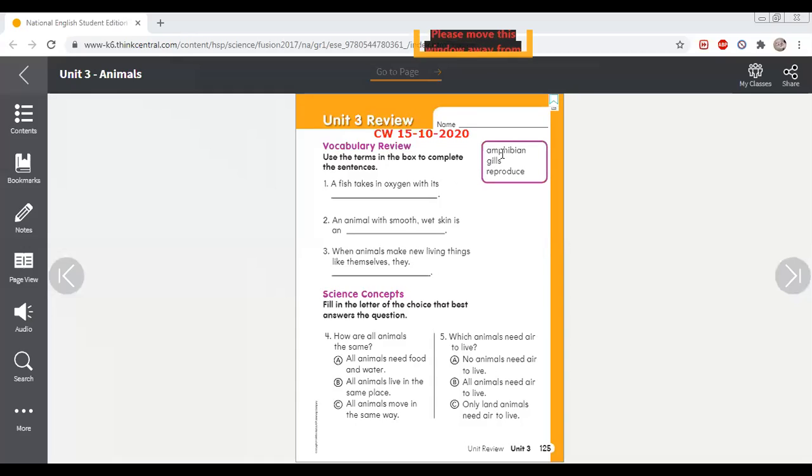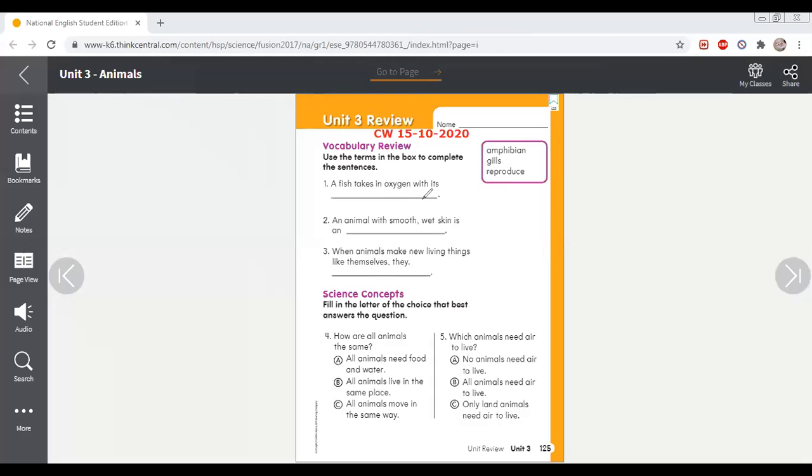Vocabulary review. You have learned the vocabulary in this lesson. It was amphibian, gills, reproduce. So we are going to use these 3 words to fill in the blanks here. Use the term in the box to complete the sentence. Number 1, a fish takes in oxygen with its dash.